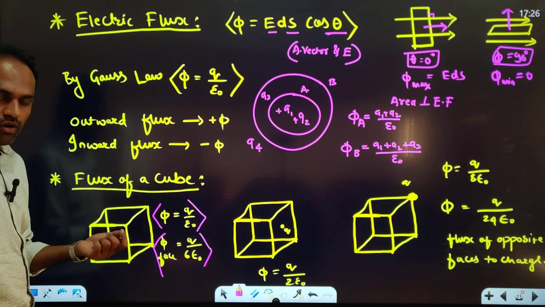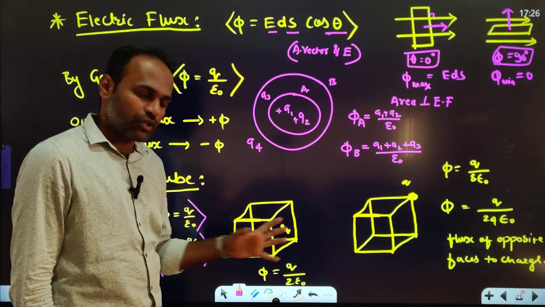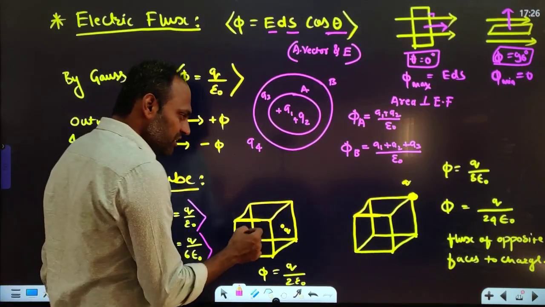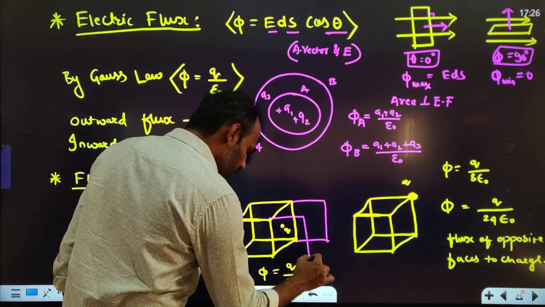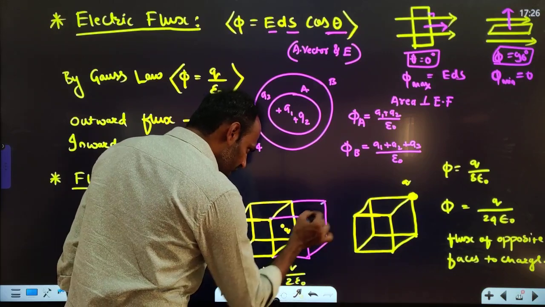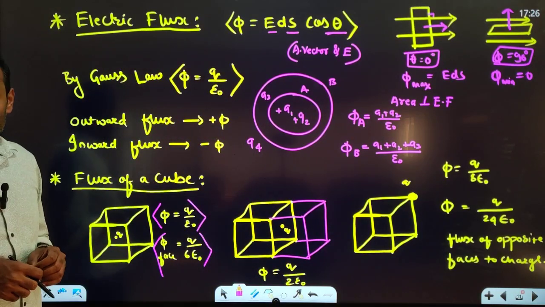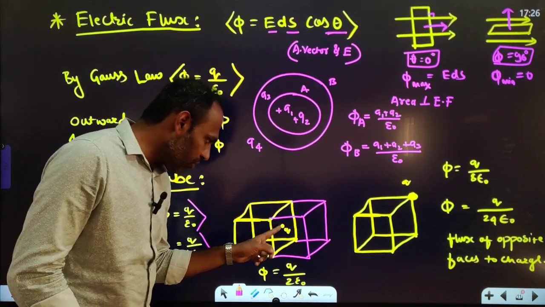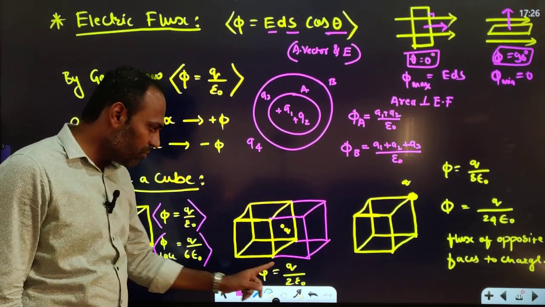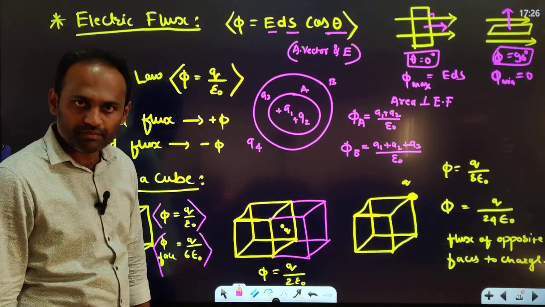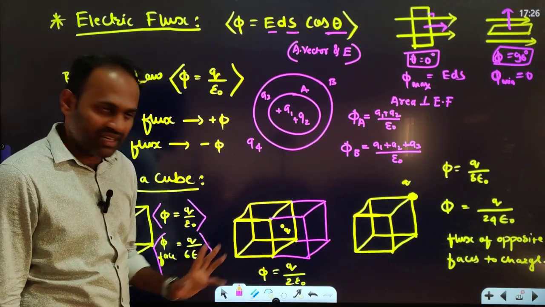That was Q by epsilon naught. Here we have kept the charge at the center of one face of the cube. To enclose this charge, you will have to take one more cube, then only that charge will get completely enclosed inside. So to cover this charge we need two cubes. That's why the flux of one cube will be equal to Q by 2 epsilon naught, because there is the requirement of two cubes to cover that charge.